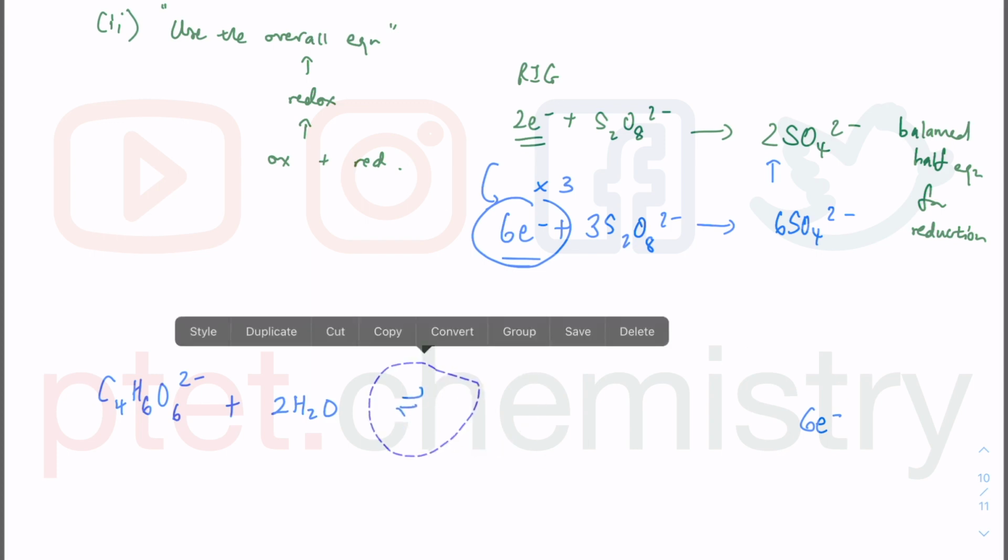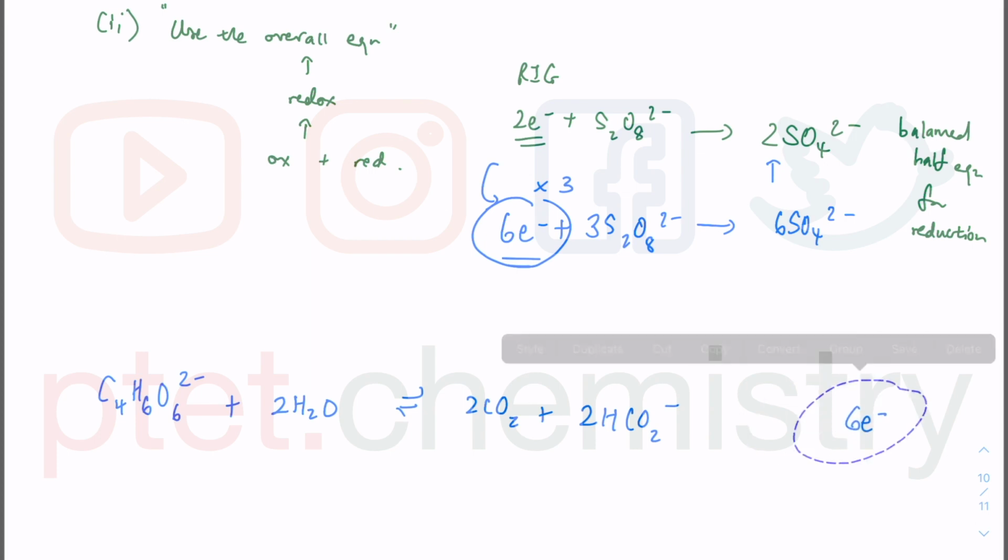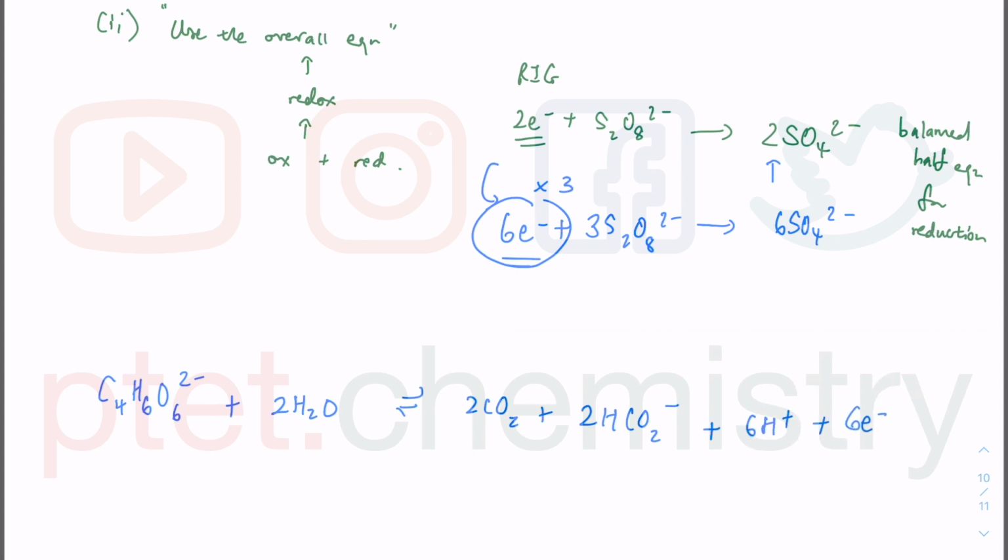I get 2 CO2, I get 2 HCO2-, I get the 6H+ as well as the 6 electrons. The 6 electrons is what I add in, because these are not included in the original overall equation. I'm just simply taking out the 3 S2O8 2- and the 6 SO4 2- from the equation, such that this is whatever is left on the left, this is whatever is left on the right.